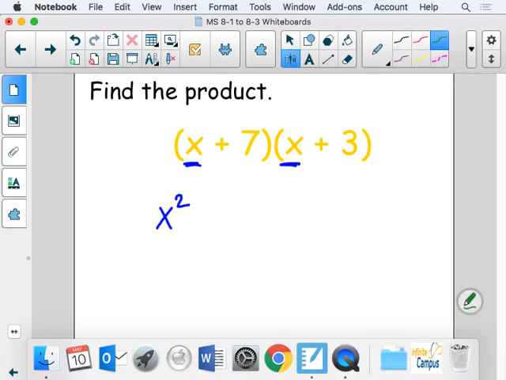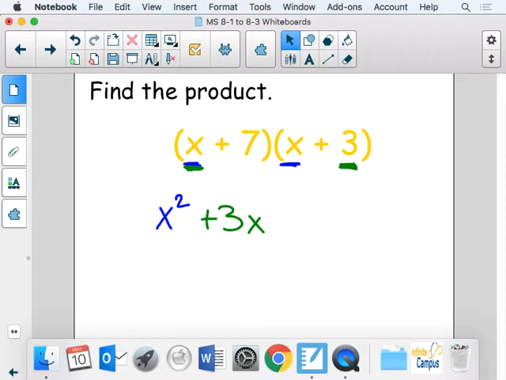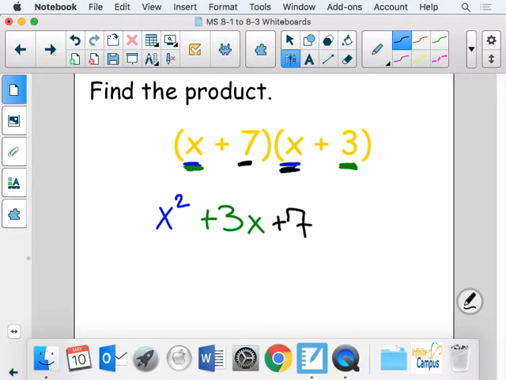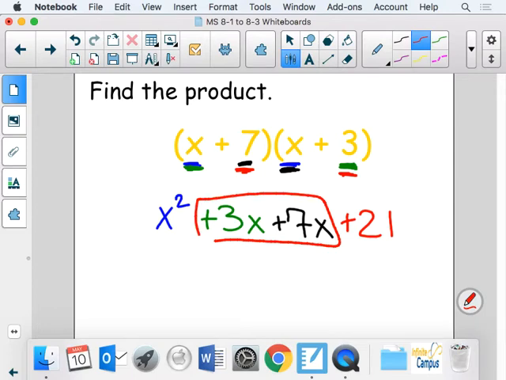Outside is going to be x times 3, which makes 3x. Inside is 7 times x, which is 7x. And last is 7 times 3, which is 21. So if we add our like terms, we get x squared plus 10x plus 21.